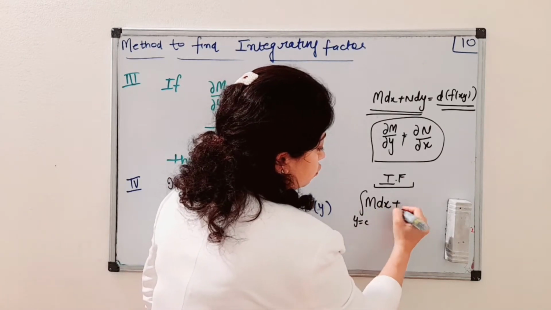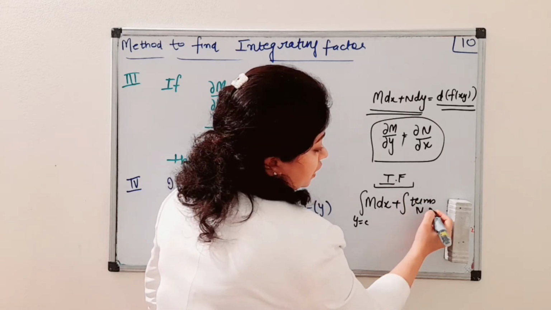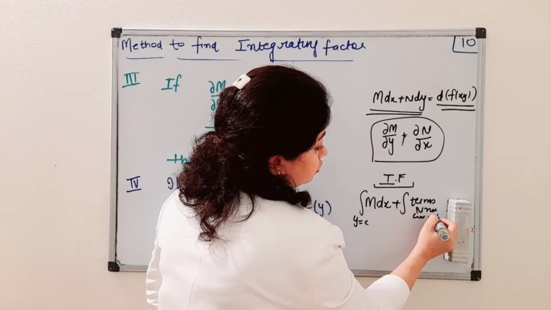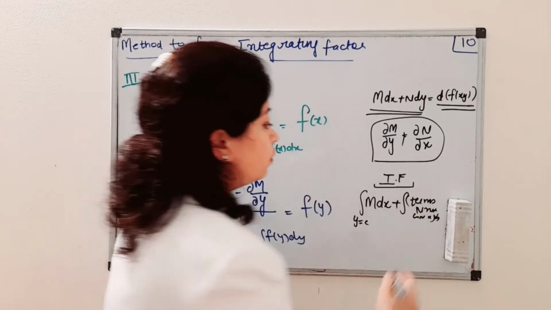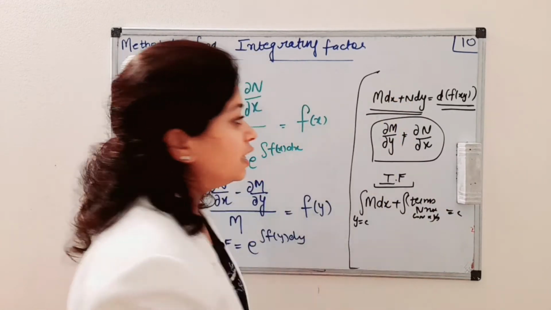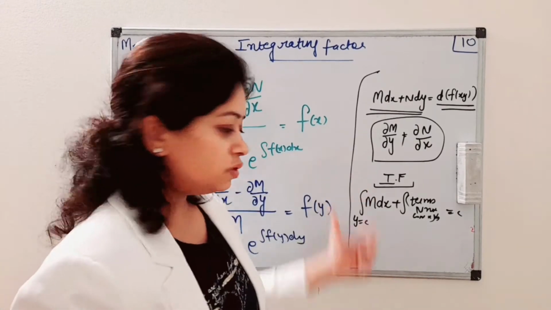Treating y as constant, integrate M dx, plus the terms in N not containing x, integrate with respect to y, equal to c. So we have done these things in detail in our previous videos, so please watch those videos in case you want to see in detail.